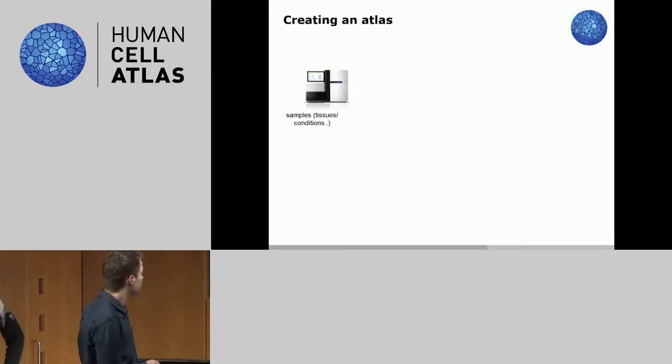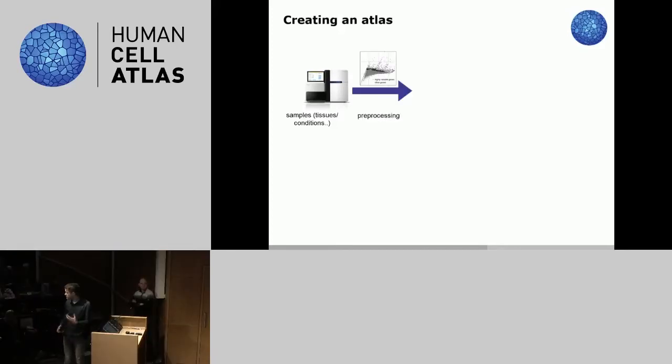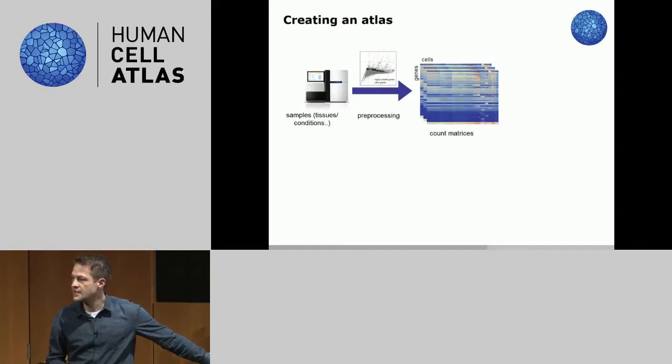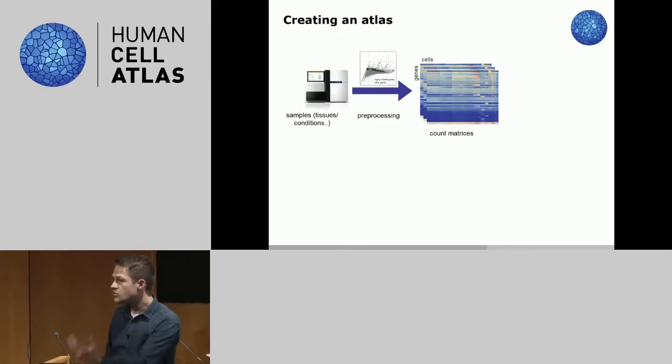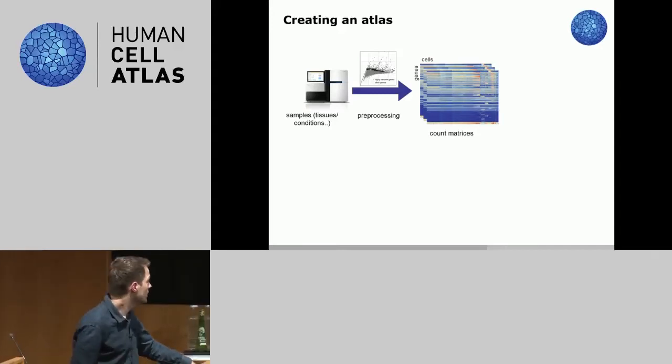So this would be our usual workflow. We have a set of samples. We will usually do the pre-processing and then end up with our big count matrices. This is something, thanks to the DCP, the data coordination platform you will be hearing about in the next session. For now, we'll proceed as if we already had those count tables, and then move on from that. So this is a nice feature that the Atlas will give you at some point.